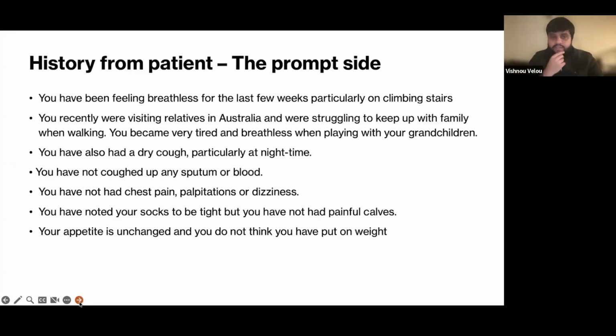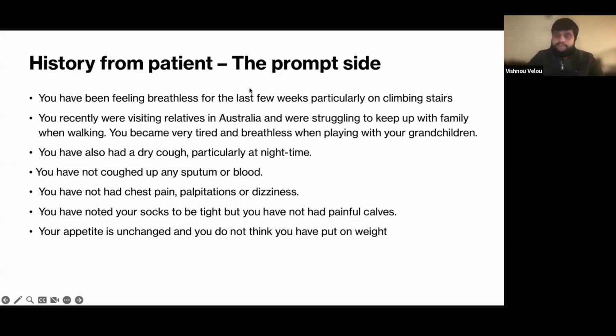Right. So this is actually from the prompt side. Okay, and I was very keen to show you this because this is what the patient will tell you. Okay, so some of the stuff the patient will not tell you unless you ask a specific question. So, for example, if you do not ask about a cough, they will not tell you about sputum or blood. Okay, they will not tell you that.